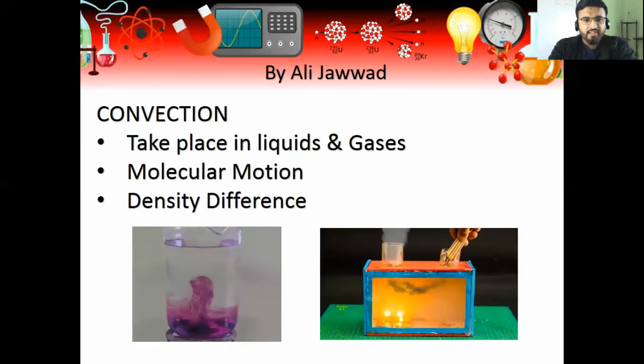As you can see in the figure below, the liquid has a crystal of potassium permanganate, and when it is heated, the potassium permanganate is rising. In the second picture, you can observe that the smoke is rising from the candle to the top and it is leaving the container.